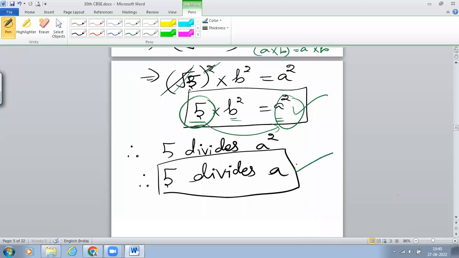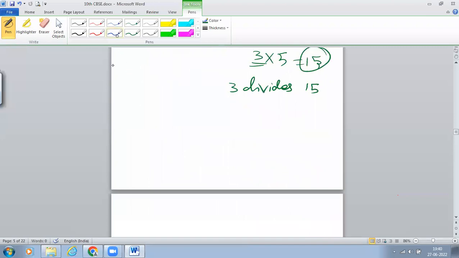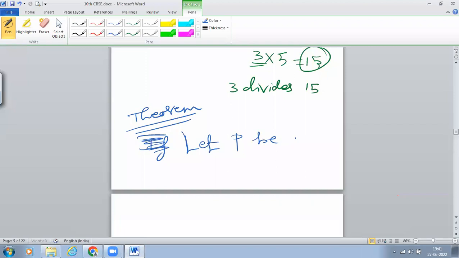This is a very important step, because why we are concluding like this is because of a theorem. I'll write the theorem now. Please, all of you write the theorem. It is mentioned as theorem 1.3. The theorem says: Let P be a prime number. Full stop. P is any prime number.